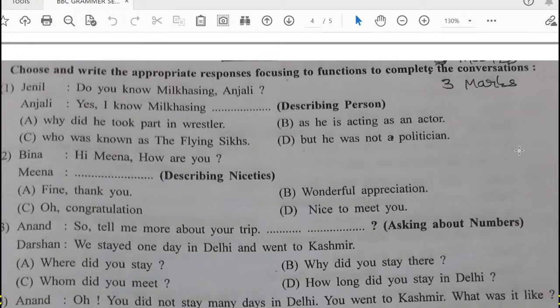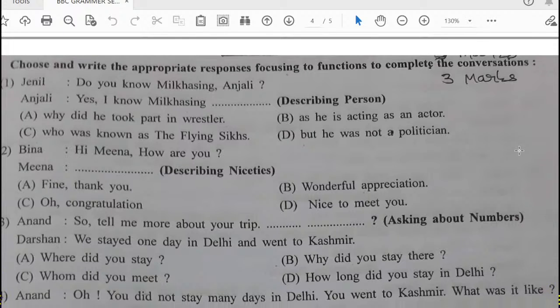So, tell me more about your trip, asking about number. How long did you stay in Delhi? Then Darshan answered, we stayed one day. How long? I mean, duration of time. So the answer is in number, one day. So we stayed one day in Delhi is the proper answer for our option D, how long did you stay in Delhi? So in the third sentence our answer is D.